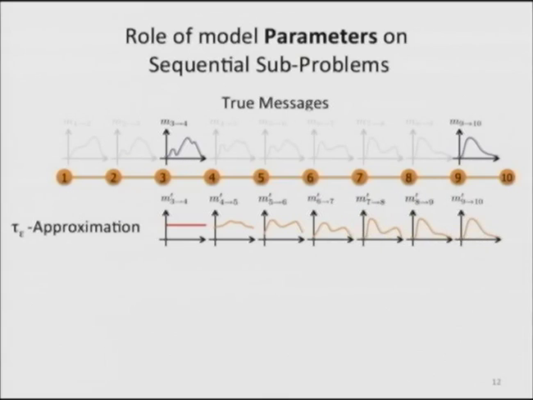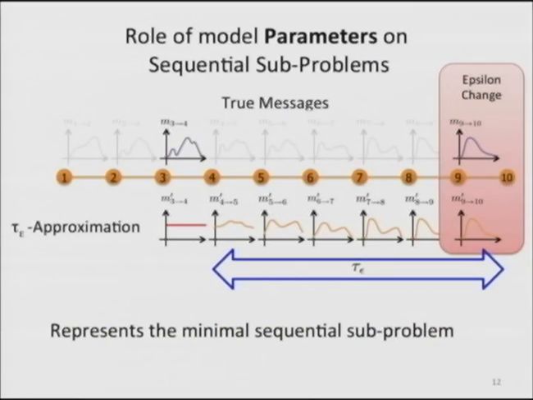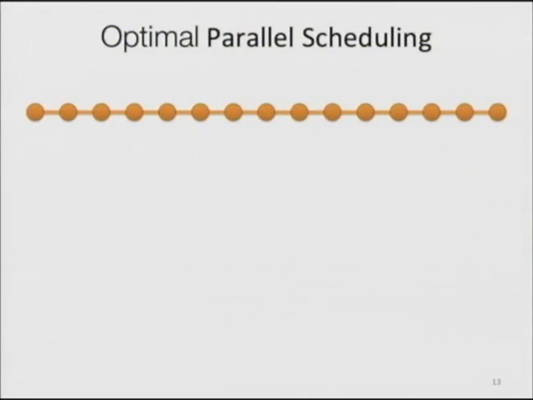For a lot of models, we have this contractive structure, where even though we've injected a noisy message into 4, that message ends up looking at the end like the message having passed along the entire chain. So this shorter distance, in which we get an epsilon-level approximation, we call the tau epsilon distance. Right? So this is a theoretical construct that lets us reason about the parameters' effect on the underlying structure. Okay? And this is going to encode the minimal sequential subproblem that we need to reason about for these chains.